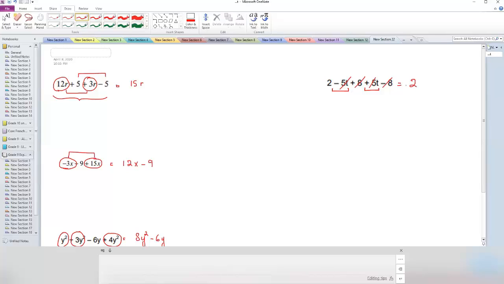And here is how I can simplify this long algebraic expression to a very short 2 after combining the like terms. I hope that you understand how you can combine like terms. Thank you for your attention.